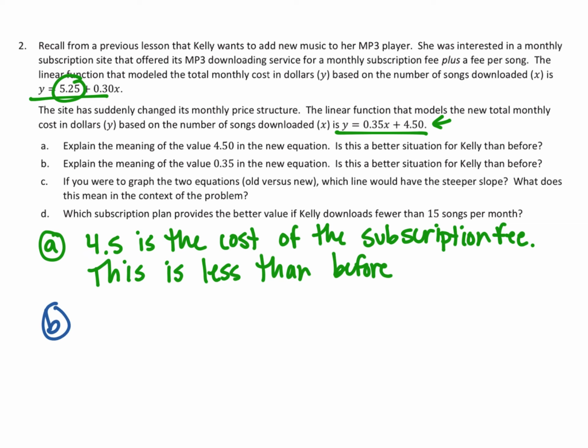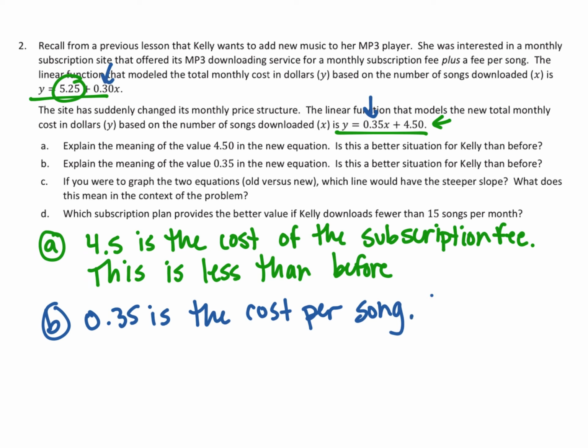B says, explain the meaning of the 0.35. This is the cost per song. But before, the cost per song was 0.3. So is this better than before? Well, no, because this is more than before.